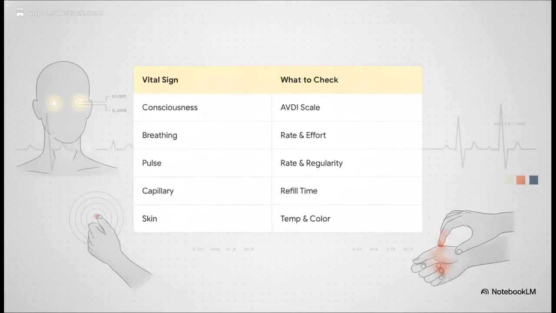For level of consciousness, we use the AVDI scale to see if they are alert, responding to voice, responding to pain, or unresponsive. We check their breathing for rate and effort. We assess the radial pulse for both rate and regularity. We measure capillary refill time, and we thoroughly evaluate the skin for temperature, color, and moisture. Taken together, all these metrics paint an undeniable picture of the patient's stability right before transport.